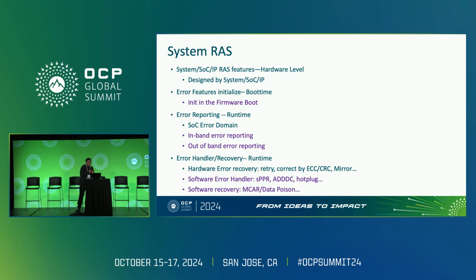The last one is error handling or recovery. This is also the runtime phase. The first one is hardware error recovery. If we have an error, the retry comes from the hardware design or IP level. We have correctable ECC and CRC, which is also the hardware level. If we have mirror feature support, we can recover the data by the mirror features. So these are from the hardware level.